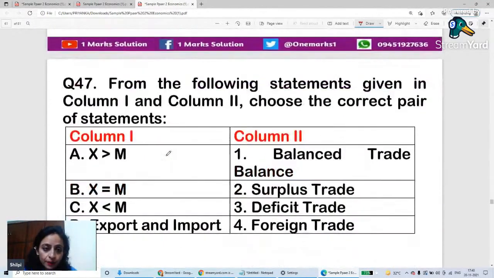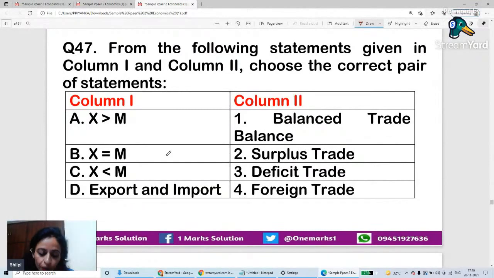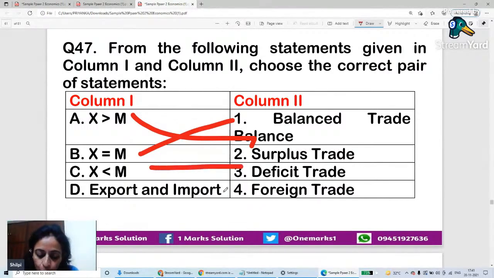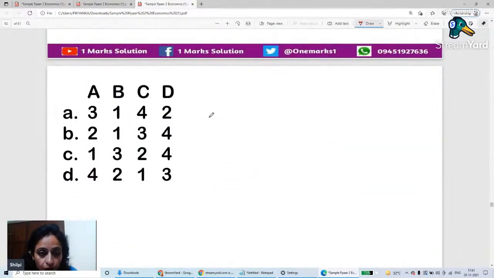Now question number 47. Question number 47 is match the following. Again, you have to match all these. If we talk about exports greater than imports, this is a condition of surplus trade. So A will go with 2. Then exports equal to imports is balanced trade. So B will go with 1. Then exports less than imports is deficit trade. And exports and imports are part of foreign trade. So C will go with 3, D will go with 4. So from the options, we can see that option B is the correct answer.